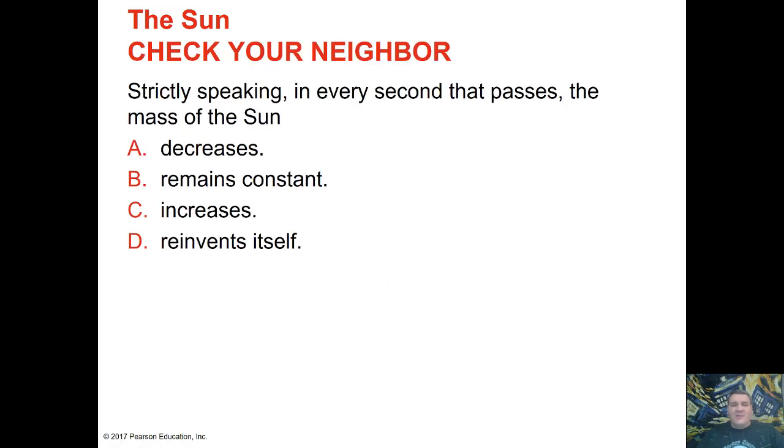Here is our second question. Strictly speaking, in every second that passes, the mass of the Sun, A, decreases, B, remains constant, C, increases, or D, reinvents itself. Go ahead and think about it, and we'll discuss in just a bit.